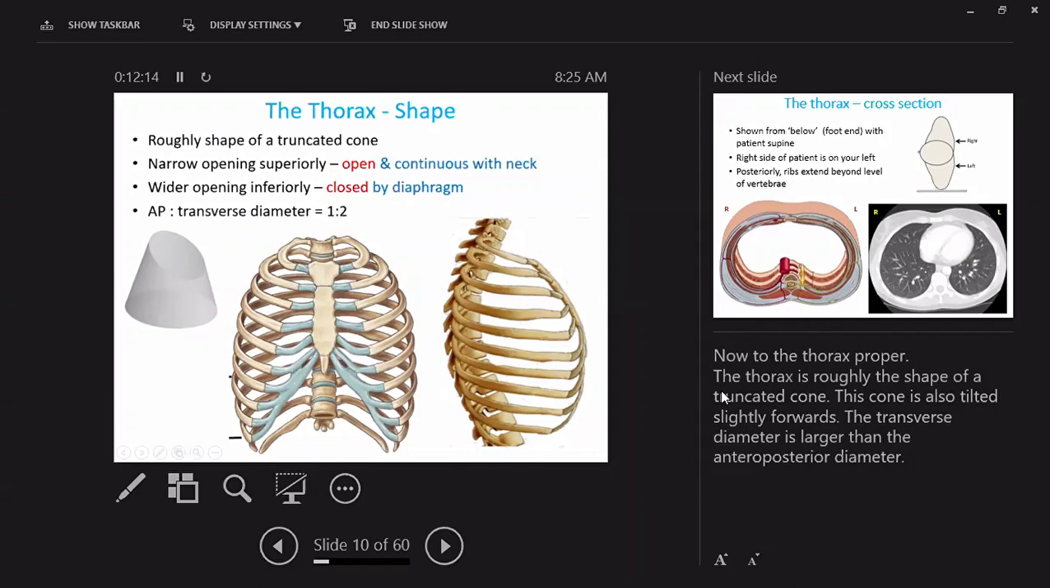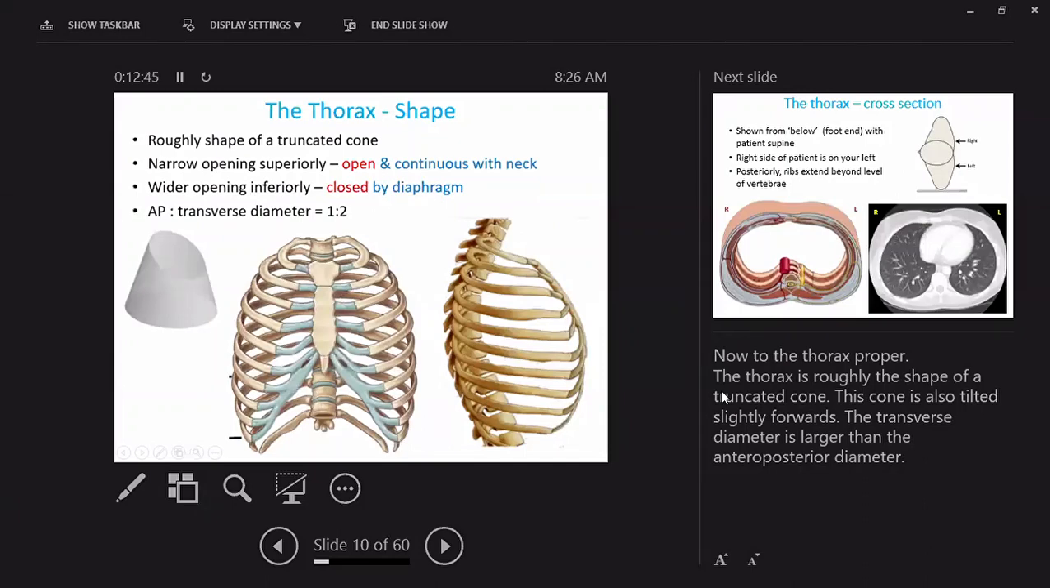Okay, so there's a narrow opening on top and there's a wider opening at the bottom. The narrow opening at the top is continuous with the neck. Once you learn neck, you will understand. You'll be able to discuss all the structures that pass from the thorax into the neck. We are not going to do a lot of that now. There's a wider opening at the bottom. Of course, the inferior aperture is closed by the diaphragm, right? And what is below this? It is the abdominal cavity.